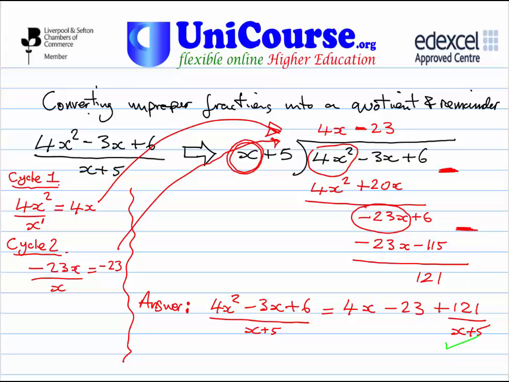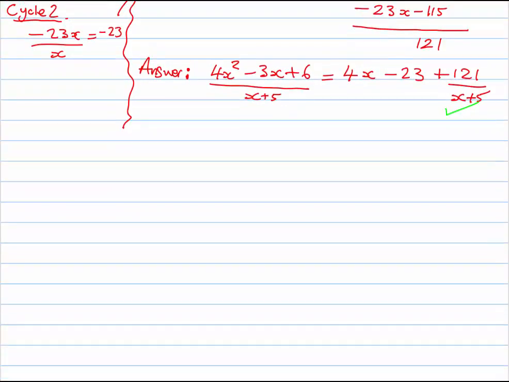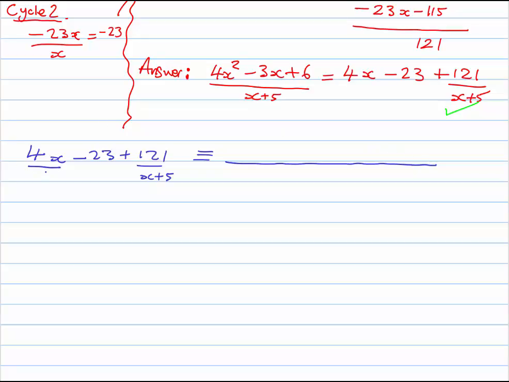Let's see if we can possibly check that answer. Why don't we, let's change colour to blue. Why don't we examine our proposed answer? Let's write it in blue, as I said, 4x minus 23 plus 121 over x plus 5. And that's equivalent to, remember from your school days when you get a common denominator. Let's put these isolated terms over 1, which doesn't do any harm.